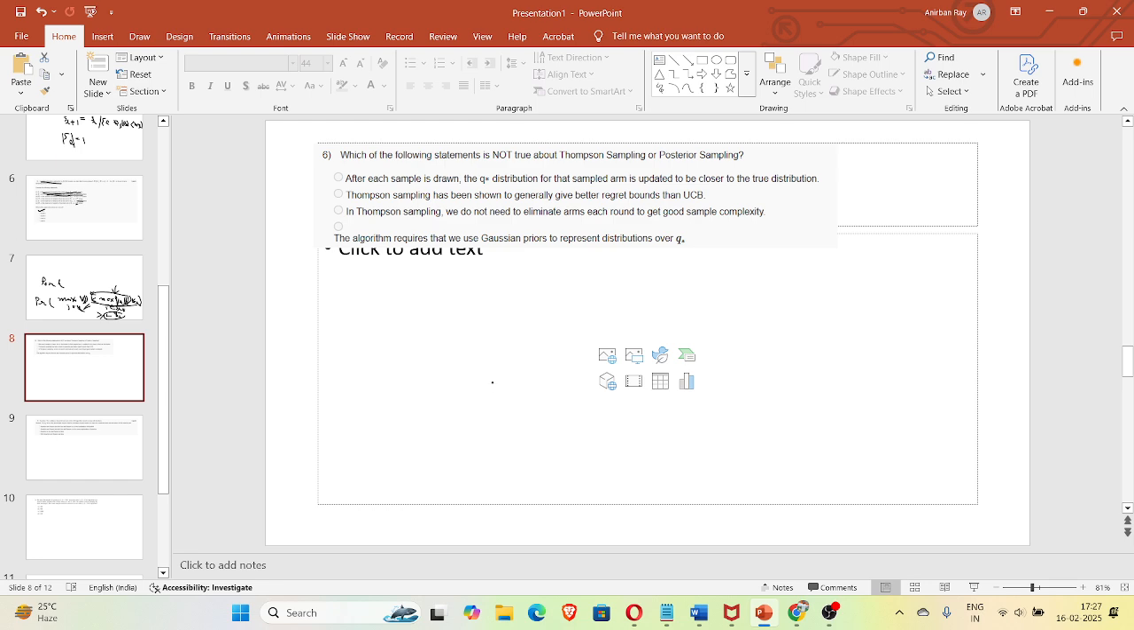Let's cover which of the following statements is not true about Thompson sampling or posterior sampling. In Thompson sampling, as you know, this is the occurrence that you have a reward, and this is the probability density.